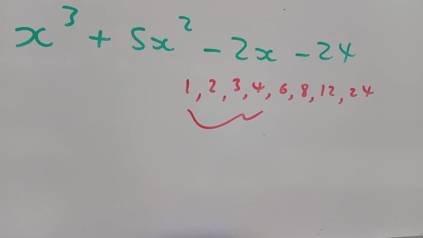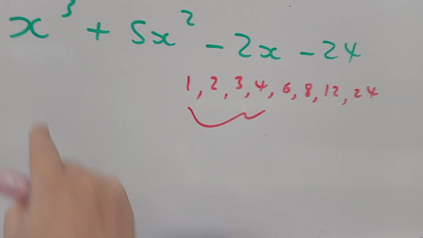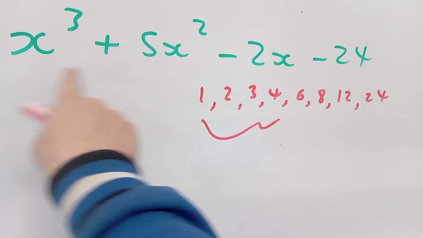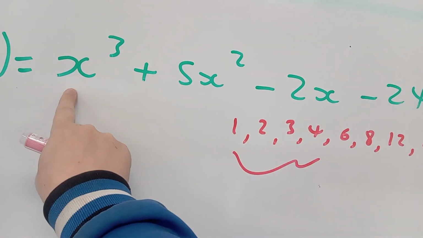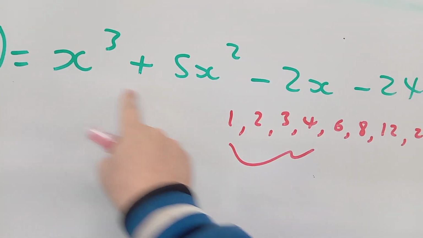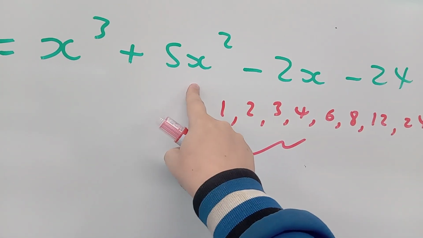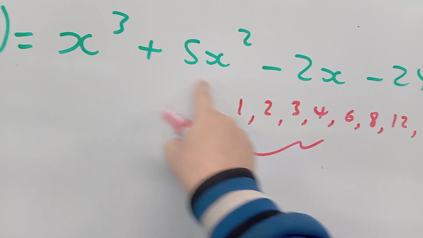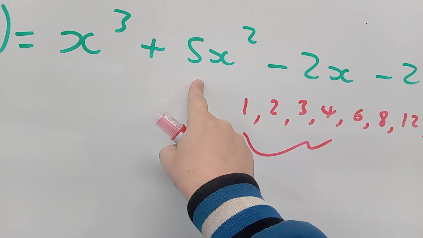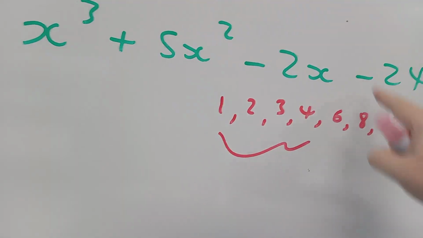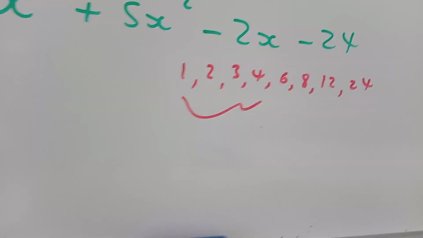So for example, if we looked at 1, if we put 1 in place of wherever we see an x, we're going to get 1 cubed, which is 1. 1 squared is 1 times 5 is 5, so that means we've got positive 6. But then we've already got negative 24, so we can immediately eliminate 1.